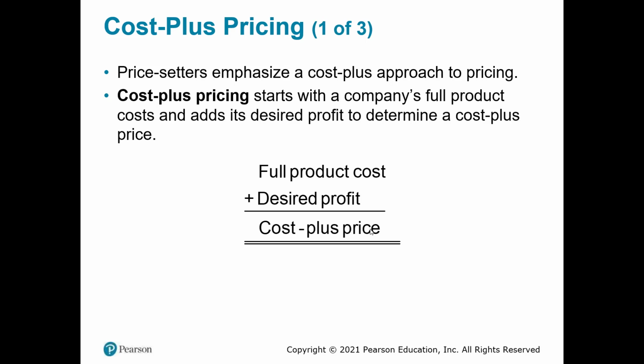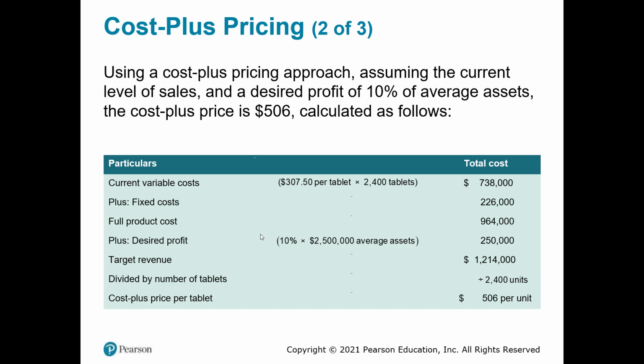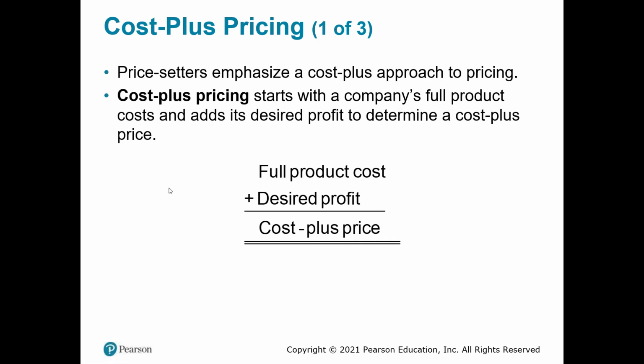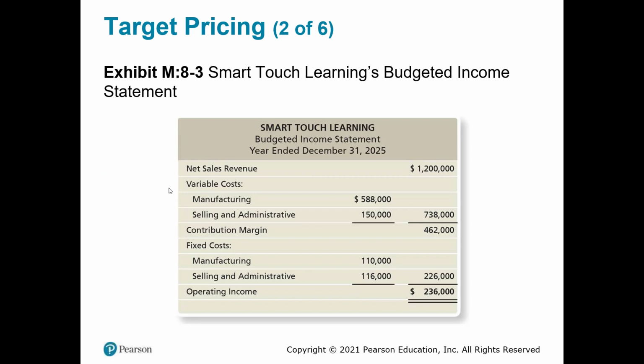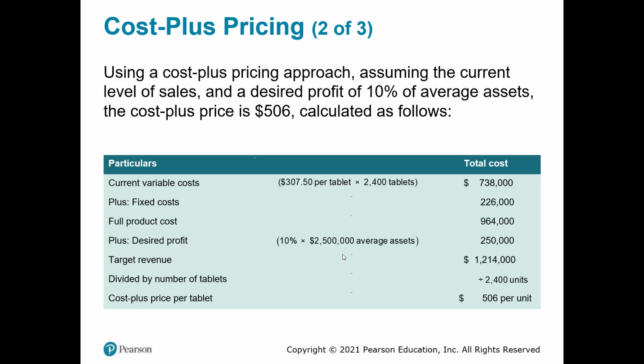So price setters use cost plus pricing. The cost that you expect manufacturing to be, plus the amount of profit you want to make, leads you to the amount that you should sell your units for. And here is SmartTouch's setup in all of its glory. They have current variable costs. All these same numbers, I'll back up again for 1 second, are coming from the same income statement over here that we started with. They have current variable costs of $738,000 for the 2,400 tablets they expect to produce. That's $307.50 of variable cost per tablet.